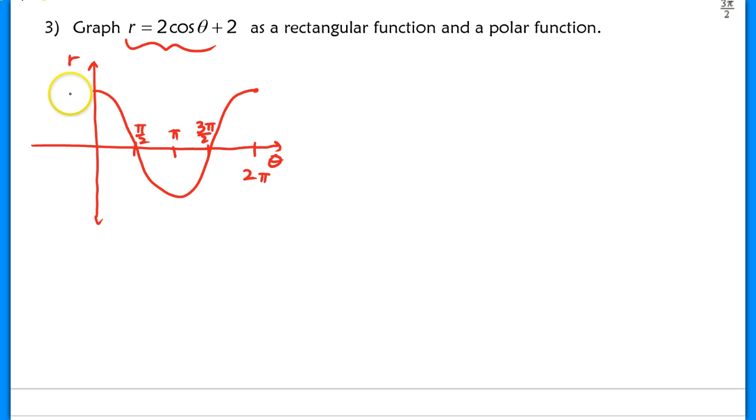The amplitude is 2, but I'm shifting it up 2, so that value becomes 0. This is now 2, and this is 4. The reason why we're graphing this as if it were a rectangular function, and I want to be clear, this is not a rectangular function, is so that we can actually see visually what happens to r as theta increases from 0 to 2 pi.